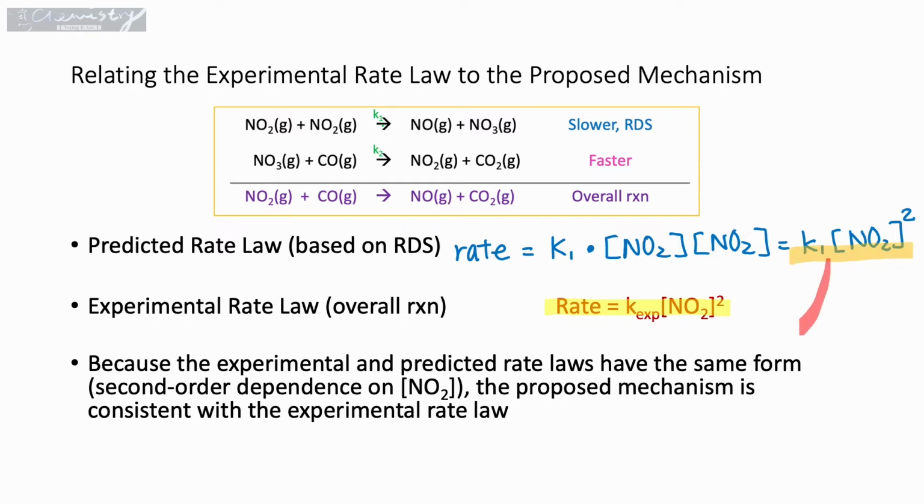Now let's compare them. These two have to be consistent with each other. And because they have the same form, both of them have a K times NO2 squared, that means that they are consistent with each other. And since they are consistent with each other, this is a plausible mechanism. And we can also conclude from here that the rate constant we measured in the experiment is equal to K1, the rate constant of the rate determined step in the mechanism.